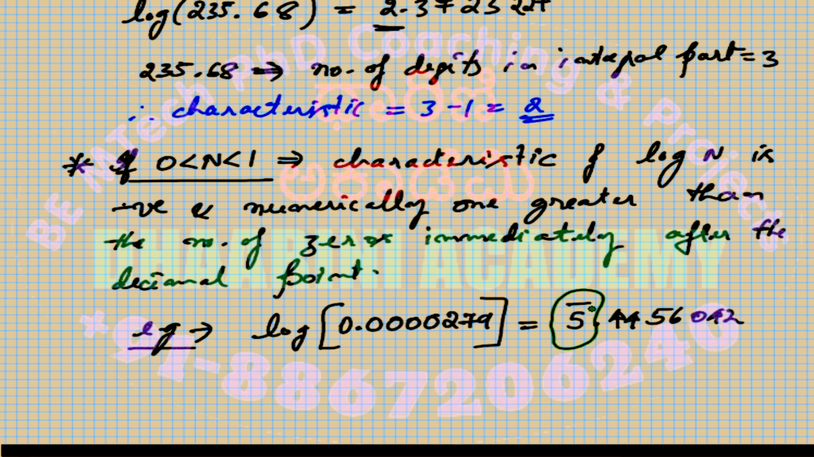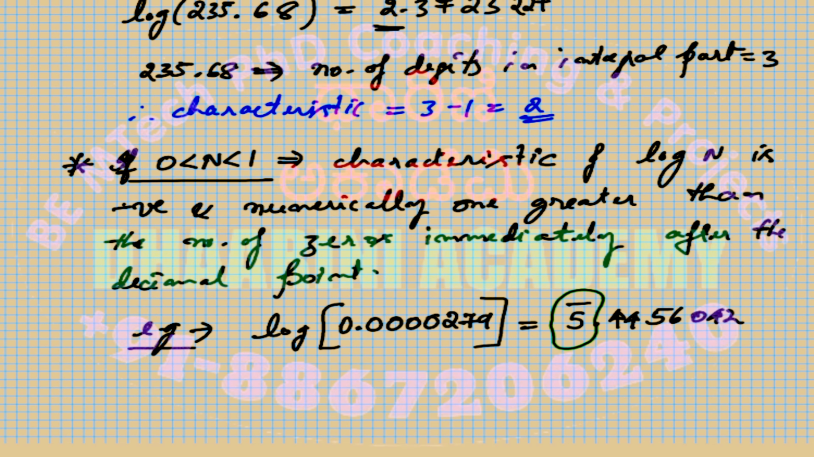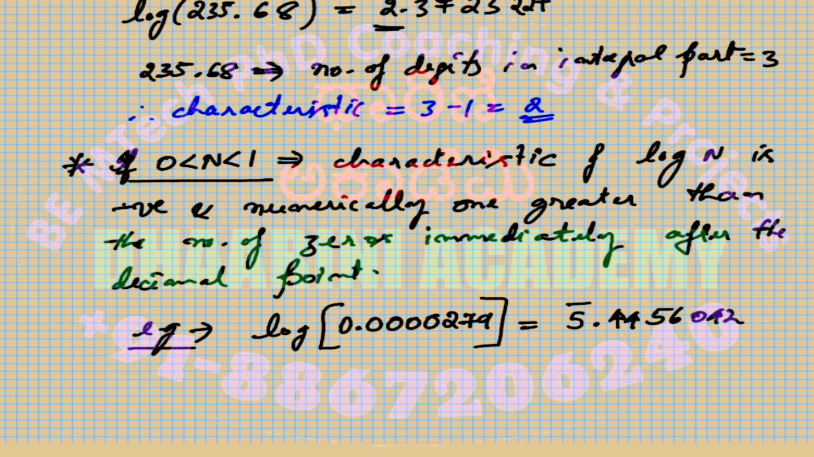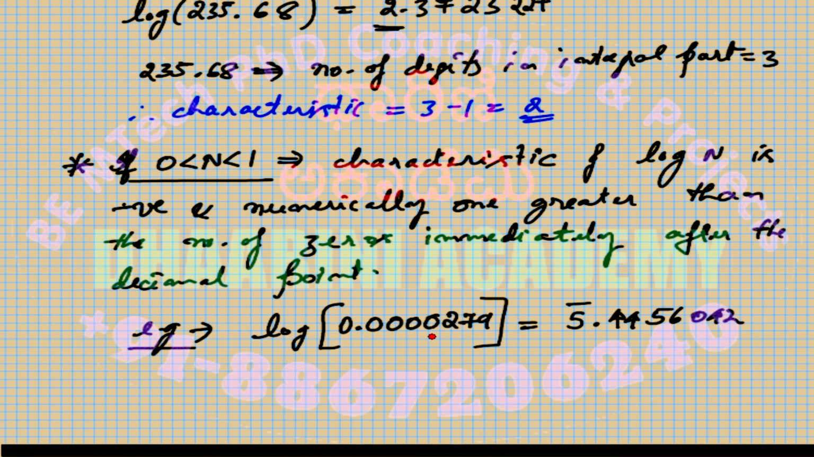So how are you deciding that it is minus 5? It can be directly understood that it is minus 5 because you have to trace out how many zeros you have immediately after the decimal point. Continuous zeros only will be considered. If you have a 209 like that, that will not be considered. Until you get your first number, count how many zeros you have. You can see that there are 4 zeros. I have to add plus 1 to that. That is the 5, and it is negative.